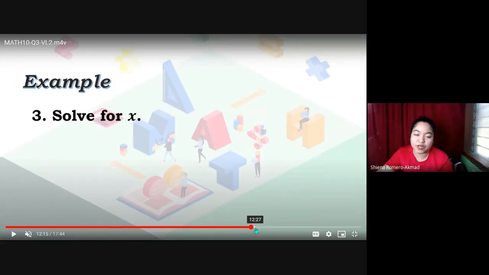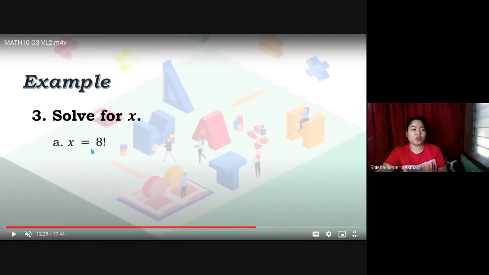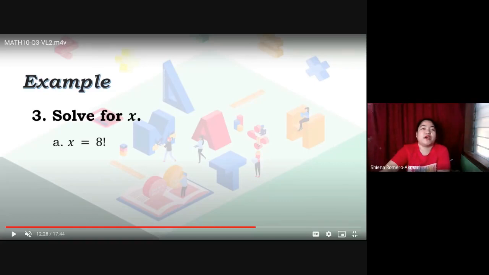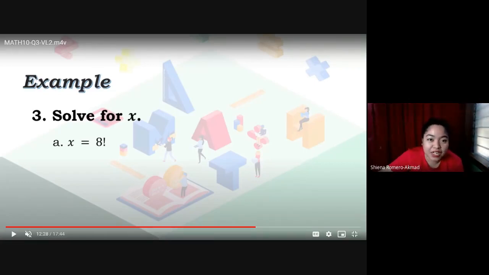How about if you were asked to solve for x? Like for example, in letter A, x is equal to 8 factorial. Now what is the x? I mean, what is the value of the variable x? Kasi sabihin nyo, walang value yung x namin, ma'am. Ano yung value ng variable x? Just 8 factorial.